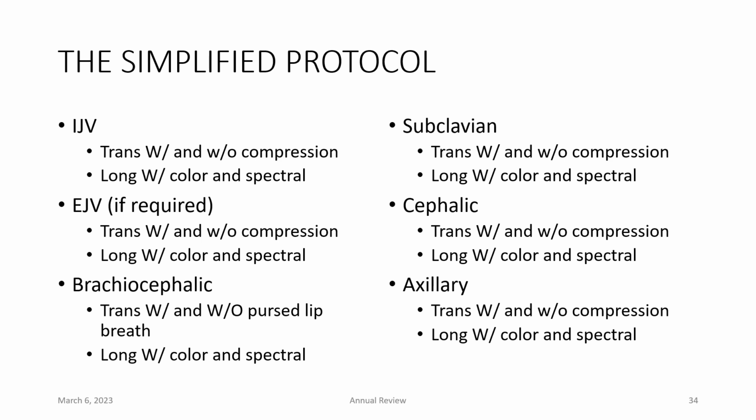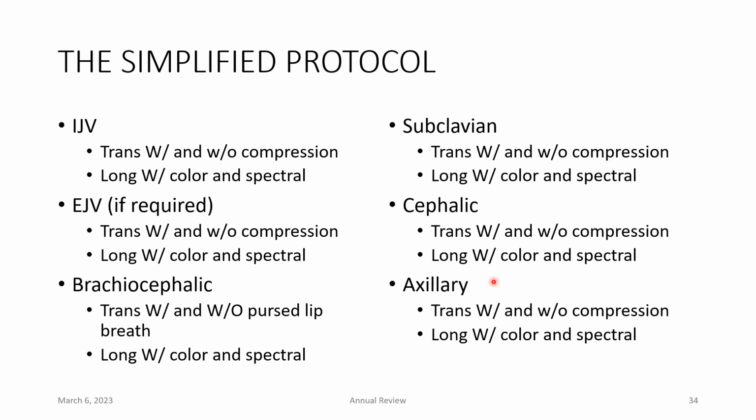Then you can look at, and I don't have it on here, but the median cubital vein. That's going to be the connection between the cephalic and the basilic veins. And it makes sense once you've completed the cephalic to go ahead and add in that median cubital vein with transverse compression, long B mode, long with color and spectral. And then you can go up to the axillary.